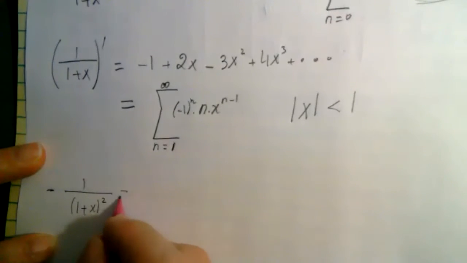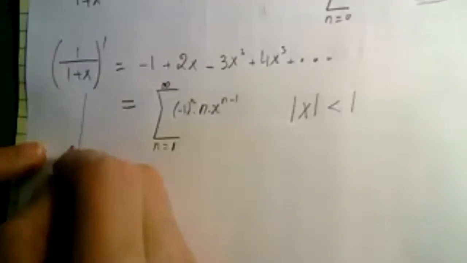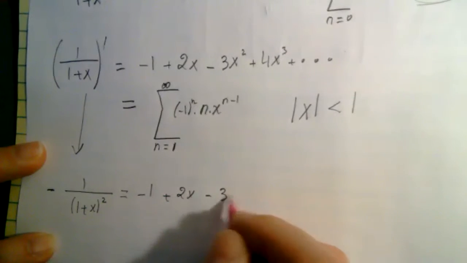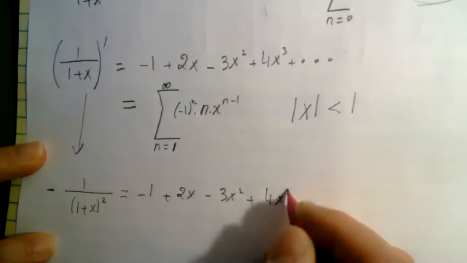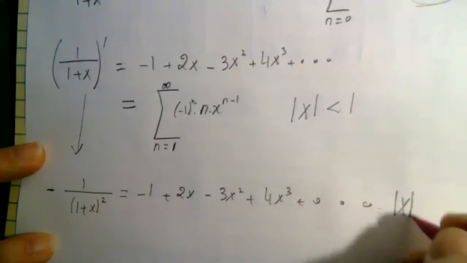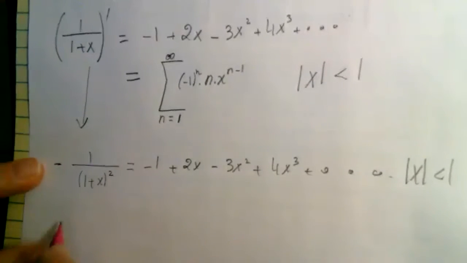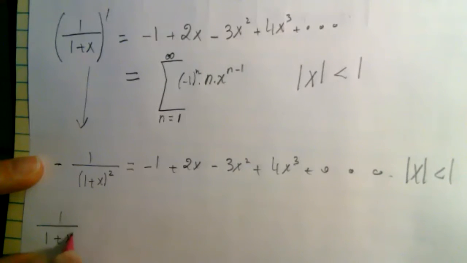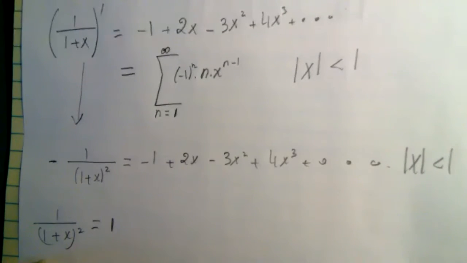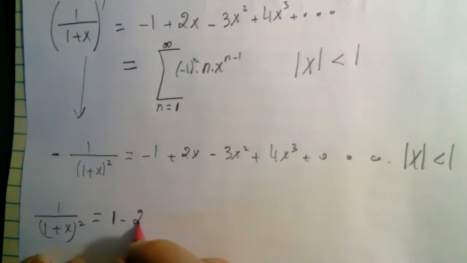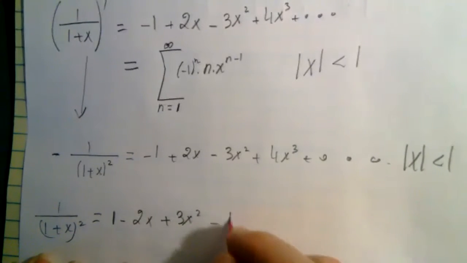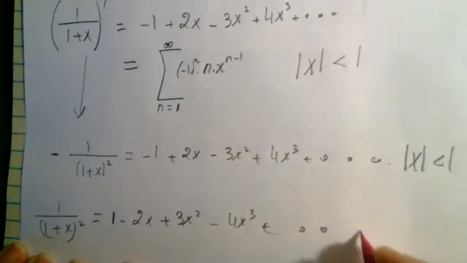Okay, so this is equal to minus 1, so I'm just differentiating. The derivative is that plus 2x minus 3x squared plus 4x cubed, etc., and for x less than 1. Now I want 1 over 1 plus x squared, so I have to multiply across by negative 1. So I'm going to basically switch the sign: 1 minus 2x plus 3x squared minus 4x cubed plus etc.